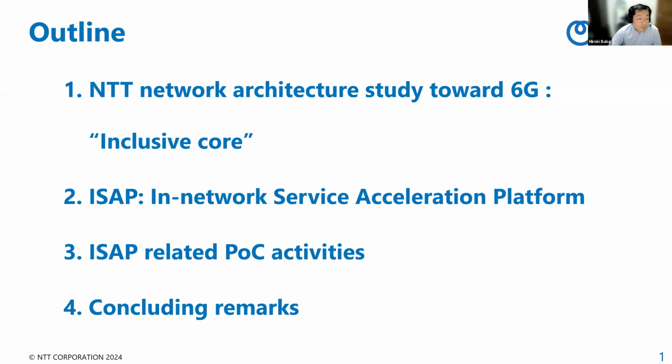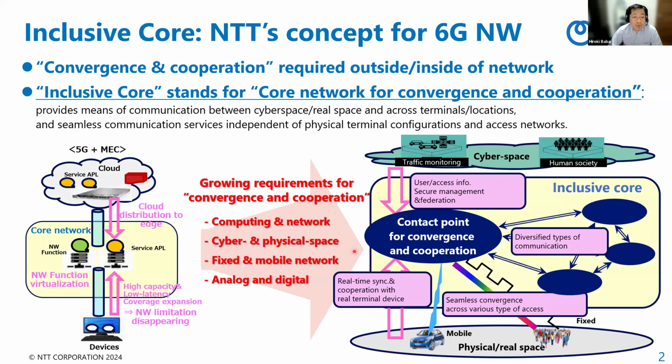So here's my presentation's outline. Before getting into the topic of in-network computing, let me introduce NTT R&D's network architecture concept towards 6G, which is called Inclusive Core. Then I will present the in-network computing platform activity called ISAP and its POC activities. So let me start with the Inclusive Core. NTT NS Lab is especially engaging in a 6G network architecture study called Inclusive Core, and let me briefly introduce it.